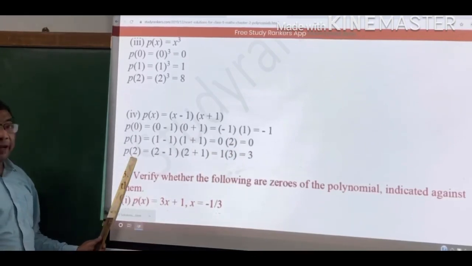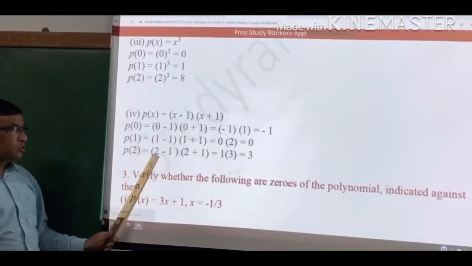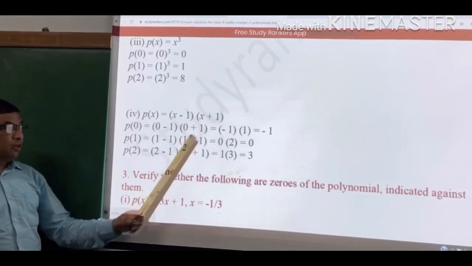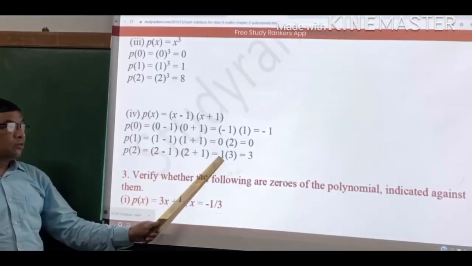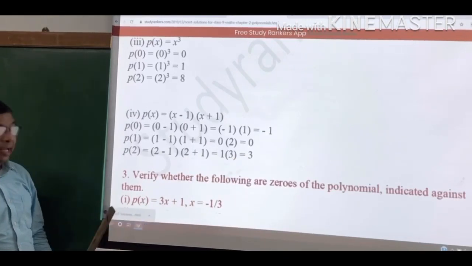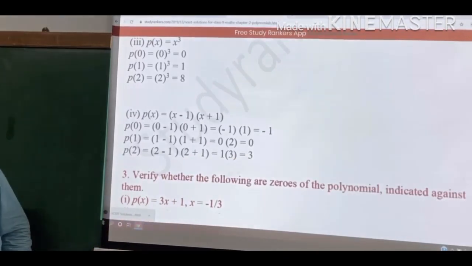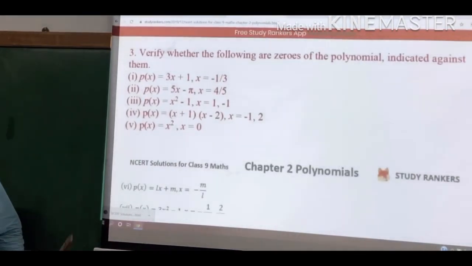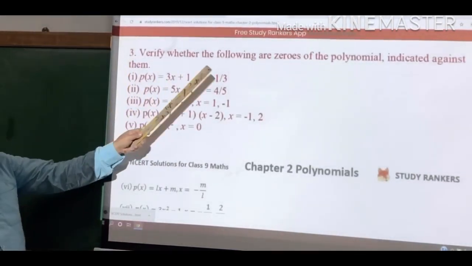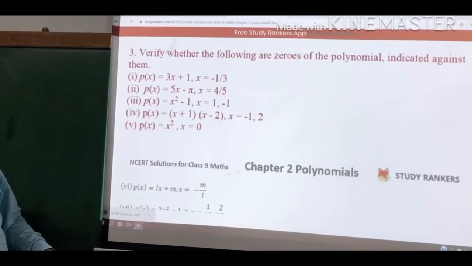Now P2 we apply. So x minus 1 means 2 minus 1. x plus 1 means 2 plus 1. So here is 1 and 3. 1 into 3 equal to 3. Now we see question number 3 here. What is question number 3? Verify whether the following are zeros of the polynomial.